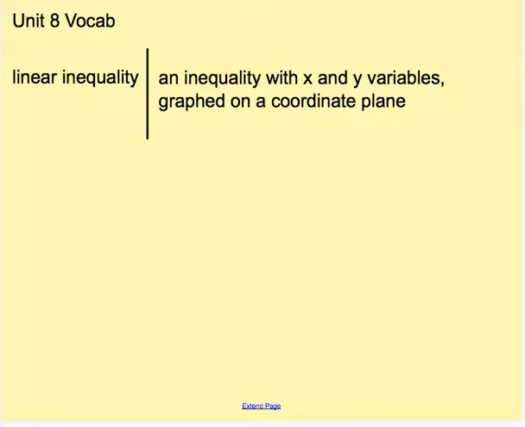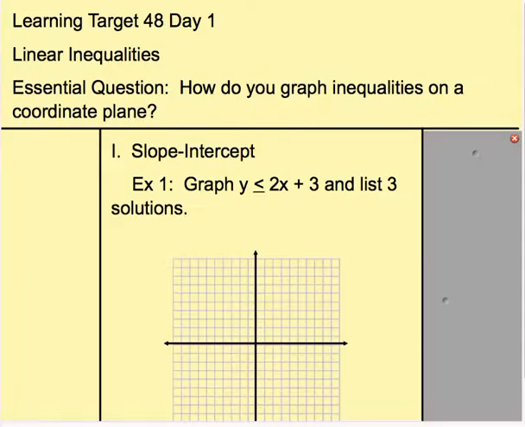In our last learning target of the year, we're going to be taking a look at an inequality with two variables, x and y. These are called linear inequalities, and instead of graphing them on a single number line, we're going to graph them on a coordinate plane. So we really need to remember the process for graphing a line.